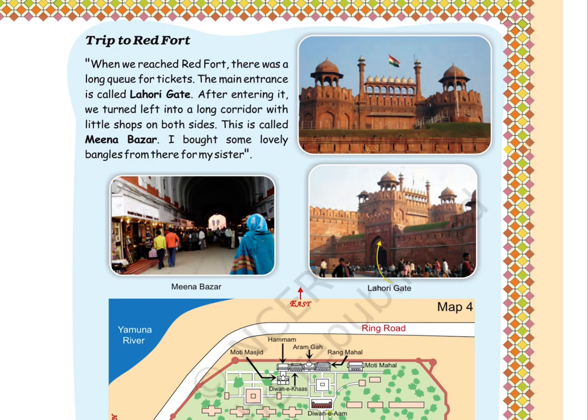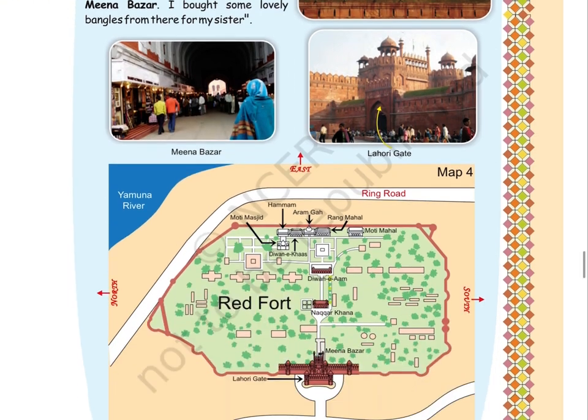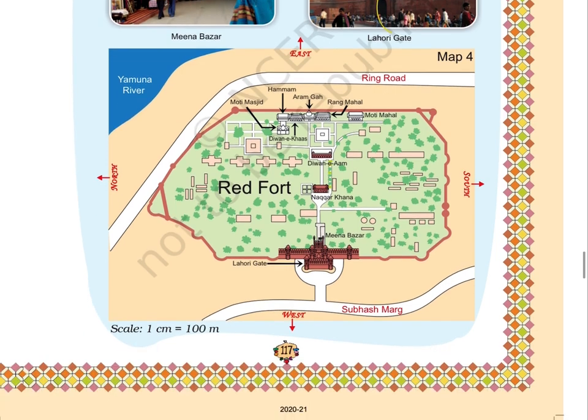On the top right corner of the page, there is a picture of the Red Fort. We can see the national flag being hoisted there. Below that, we see a picture of Meena Bazar and, on the right side, Lahori Gate, marked by a yellow arrow. Below that is Map 4, which is basically a zoomed-in vision of Red Fort.